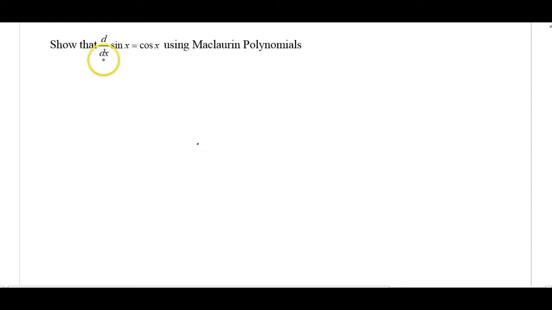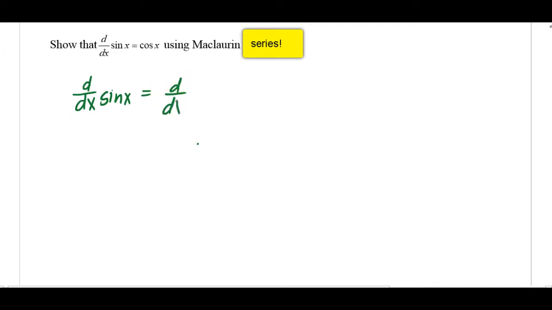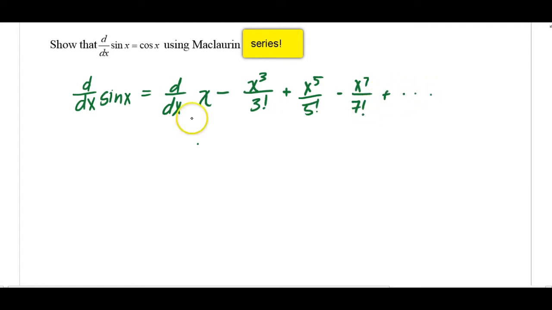Alright, now let's show that the derivative of sine x is cosine x using Maclaurin polynomials. So let's start out with the derivative of sine x, which is the derivative with respect to x of the expansion x minus x cubed over 3 factorial plus x to the 5th over 5 factorial minus x to the 7th over 7 factorial, and so on. So now let's apply the derivative. Since all these terms are being added and subtracted, we could do each one separately. So the derivative of x is just 1.